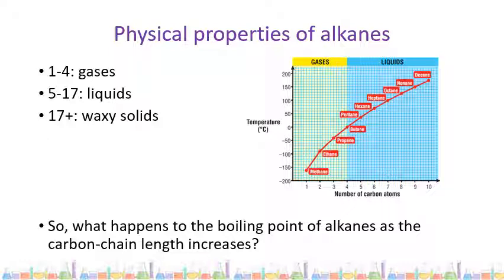You can see that in the graph here, you can see the trend. Methane, ethane, propane, and butane all have boiling points below 0, so they're all going to be gases at room temperature. Above 0, we've got pentane to decane shown on here. Those are all going to be liquid, so their boiling points are above room temperature.